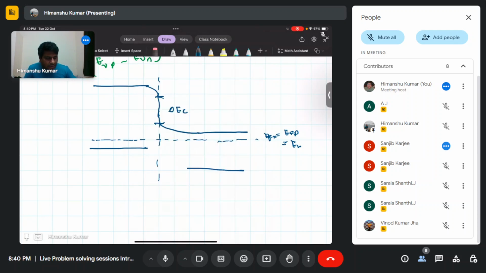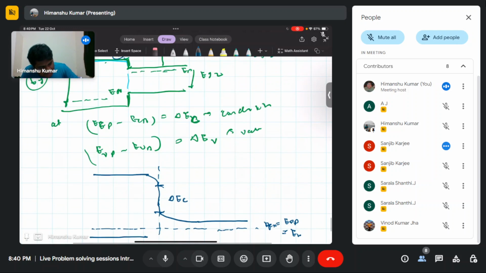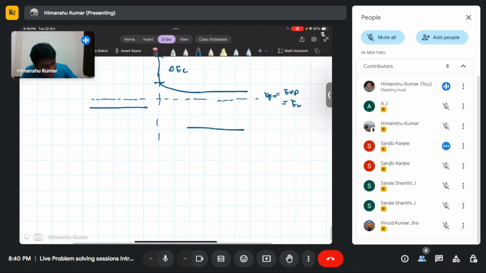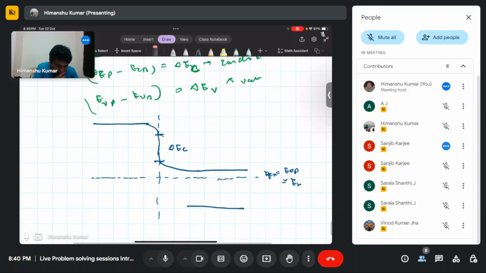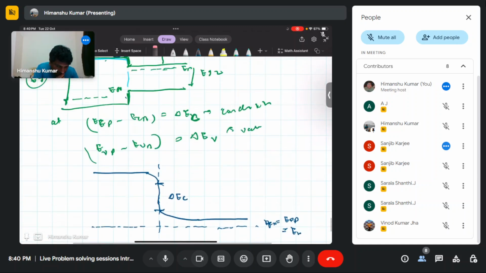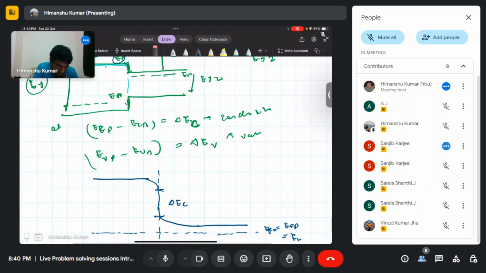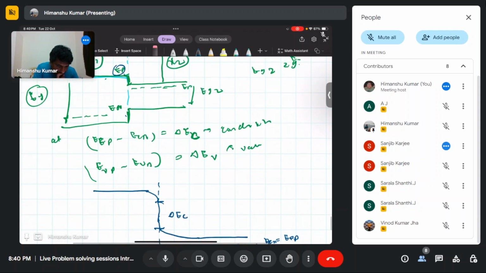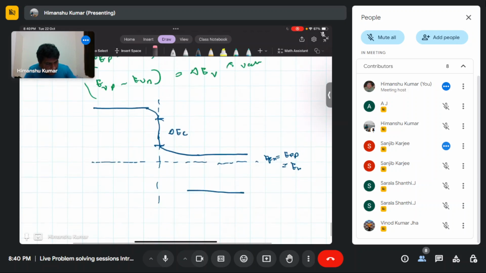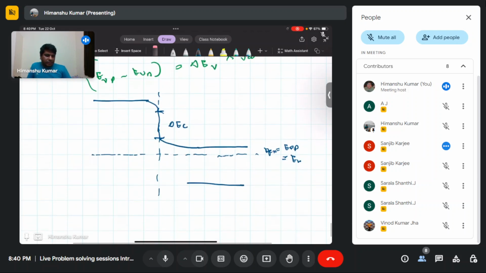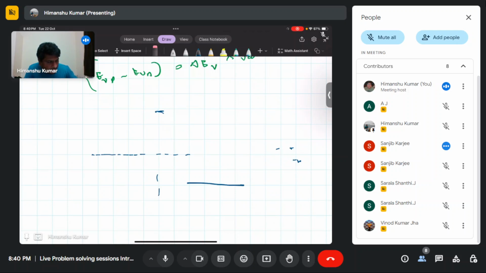So now, as you can see, this band was negative, so even after that it will remain like that only. So this band, yeah, I just made a mistake. I made a mistake of a mistake.